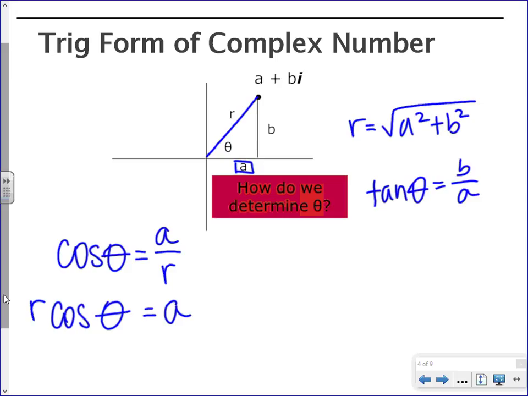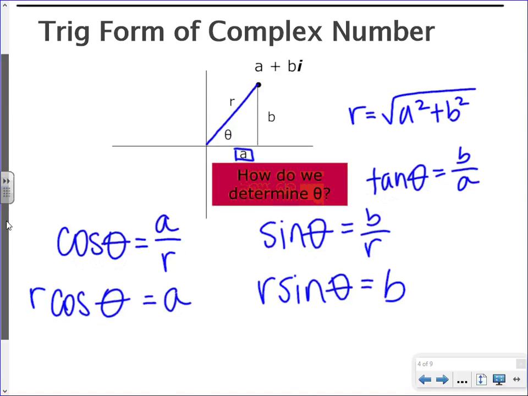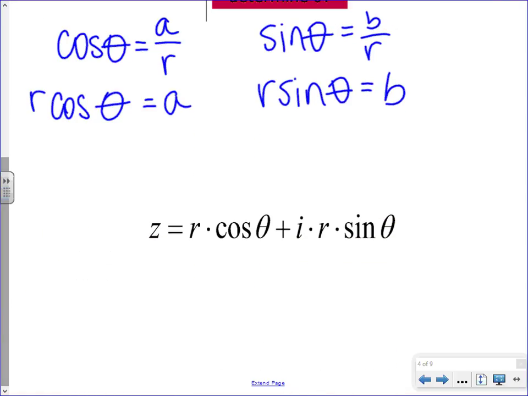Right? Same thing for b. If we didn't know b, we could use the sine function. The sine of theta is b over r, which means r times the sine of theta is a way we could find b if we didn't know it. The trig form of a complex number. It's basically taking a and replacing it with r cosine theta, taking b and replacing it with r sine theta. Please write that down.